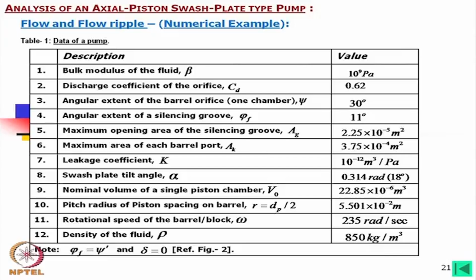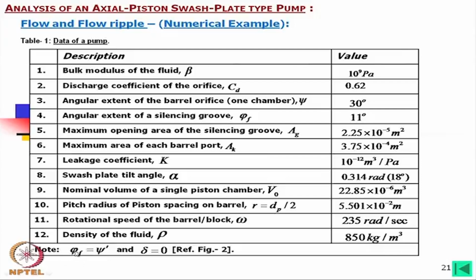Rotational speed, just for one calculation we have taken 238 rad per second. How much will it be? It will be perhaps 1500 rpm, like that, and the density is 850 kg per meter cube, density of the oil. I would like to mention that if it is not given, you can take it from 830 to 850, anything in between. The effect of this on such calculations for that much variation will not be much. Okay.